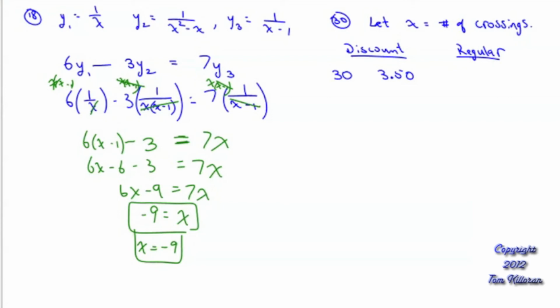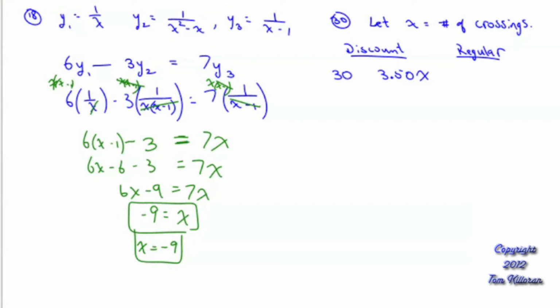Is the $350 constant for the month? No, you pay it every time you cross. So if you cross the bridge 10 times, you're going to pay $35 times 10. So it's going to be $35 times x, the number of times I cross the bridge. That's how much it's going to cost me to cross the bridge for the month, because that's how many times I cross the bridge every single month.